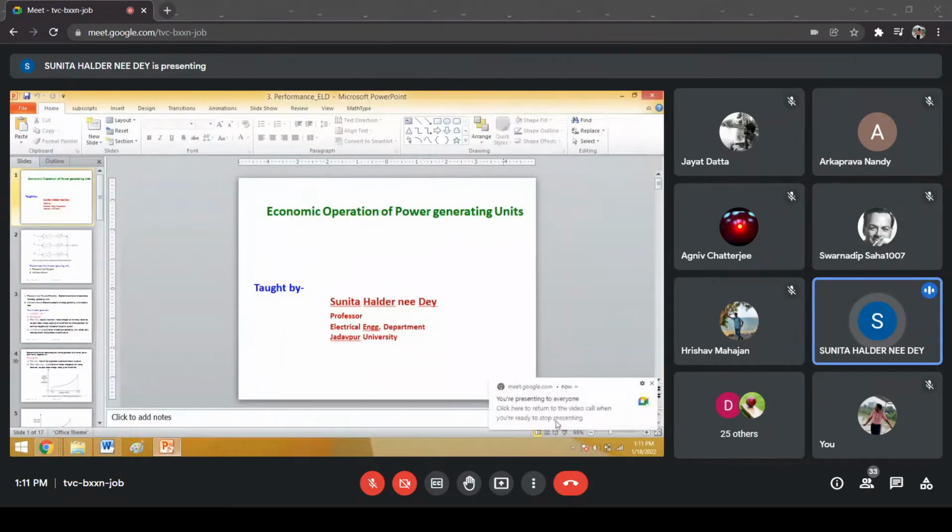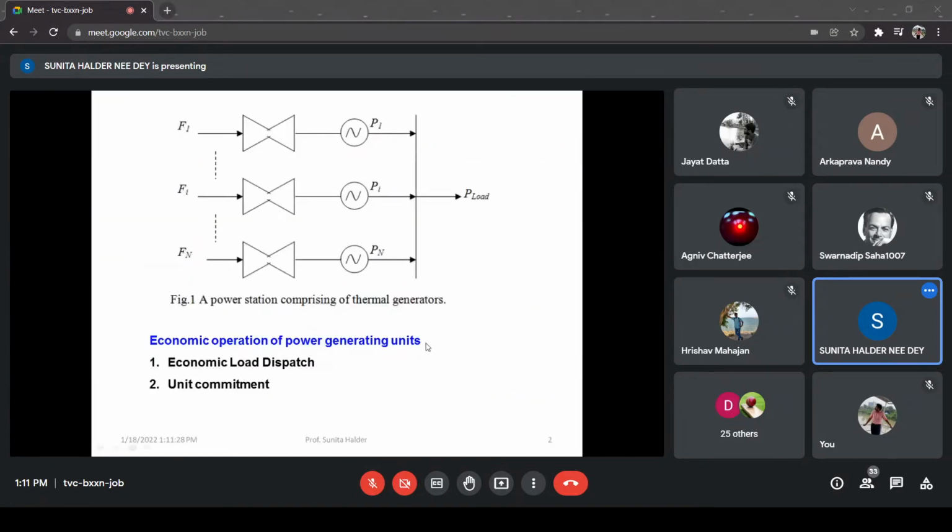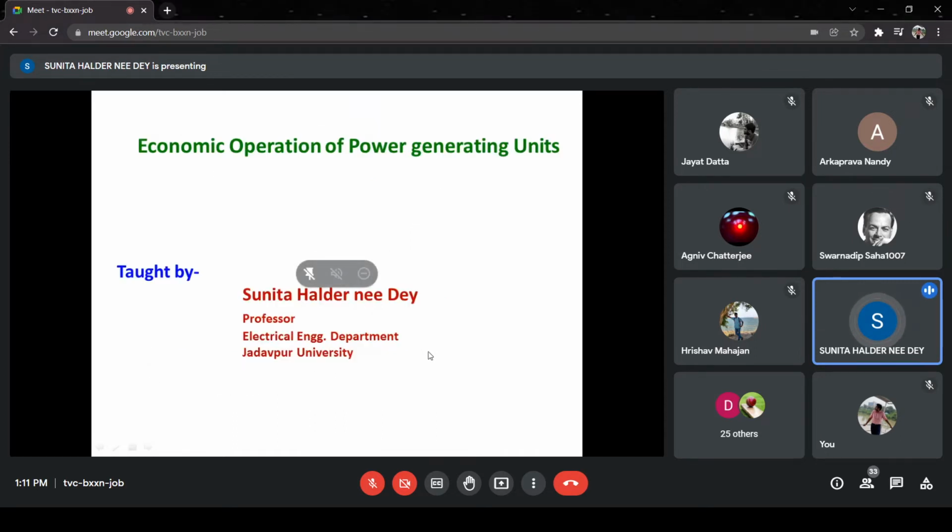Can you see the screen? Yes, ma'am. Okay, today I shall start the economic load dispatch. Economic operation of power generating units. I think it is written in your syllabus. So what is that? Actually, power generating units, that means the generators, right?